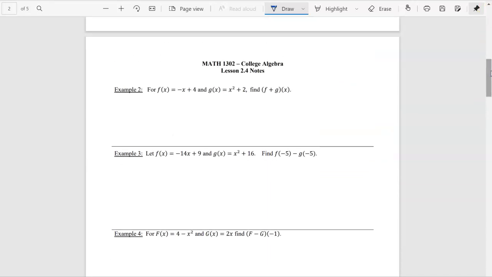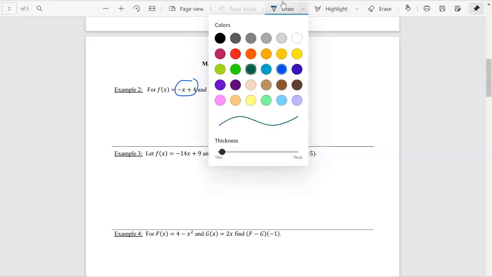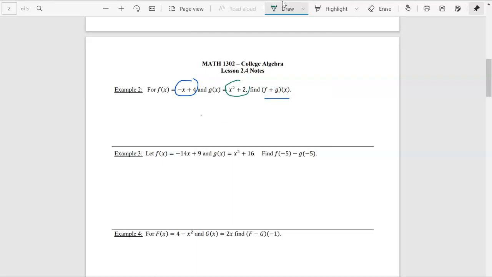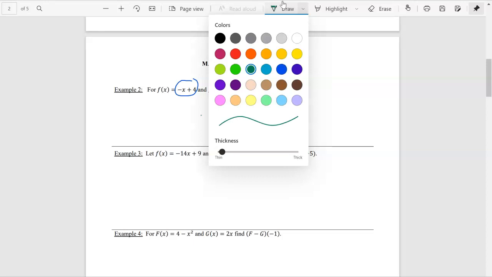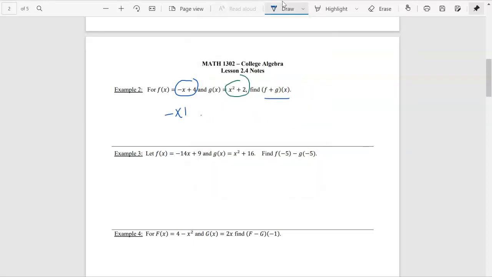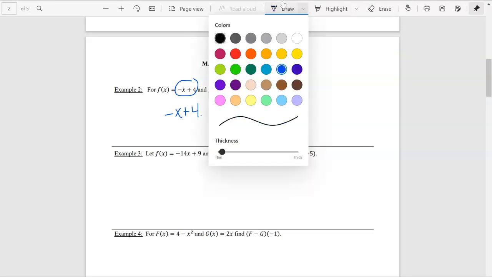Okay, so example 2 says for f of x equals negative x plus 4 and g of x equals x squared plus 2, let's add them. Okay, so I'm going to let this one be my blue. And again, I'm going to let this be my green, the x squared. And it's telling me to add them. So we're going to want to say negative x plus 4. And then we want to add, so put our plus sign in here.